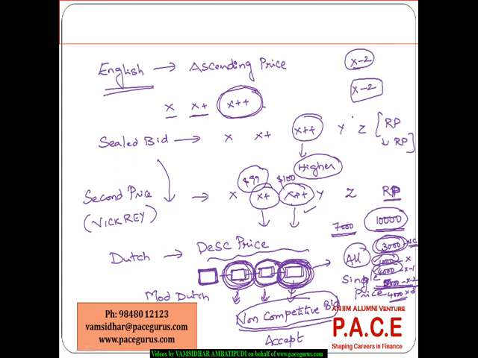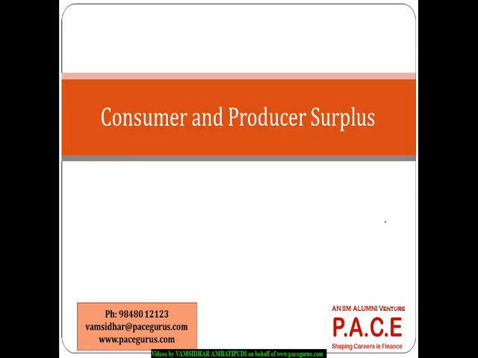So we have different kinds of auction processes, and each auction process decides the equilibrium price to buy or sell a particular good in a different manner. So we need to be very comfortable with this concept of equilibrium price and the different ways of determining these equilibrium prices, right? Now let's look at another important concept, which is the consumer surplus and the producer surplus.